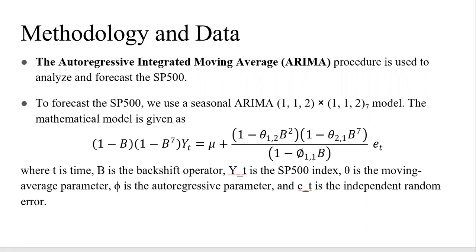To forecast the S&P 500, we use a seasonal ARIMA (1,1,2)(1,1,2)7 model. The mathematical model is given on the slide, where t is time, B is the backshift operator, y is the S&P 500 index, theta is the moving average parameter, phi is the autoregressive parameter, and epsilon is the independent random error.